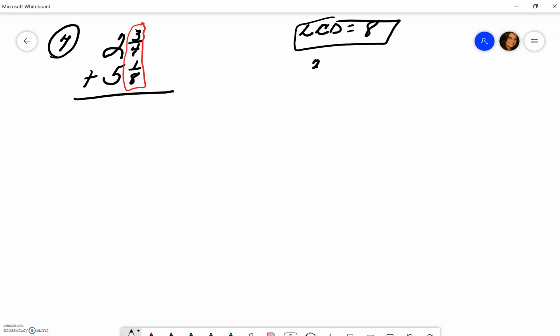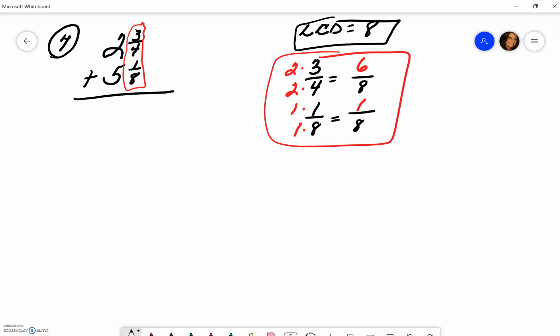Now to come up with our equivalent fractions, I'm going to set the fractions up and write it out, over 8 and over 8. And we've learned the process. 1 times 8 is 8, so 1 times 1 is 1. 2 times 4 is 8, so 2 times 3 is 6. Now that we have our fractions, we're going to rewrite the problem with our equivalents. So I'm going to have 2 6/8, and I'm going to add that to 5 1/8. Now they are like fractions, so I can go ahead and add those. I have 7/8 and then 7 here. So that is our final answer.